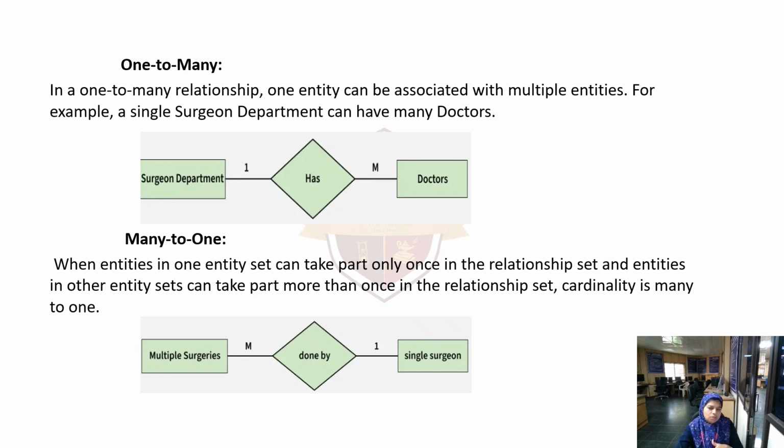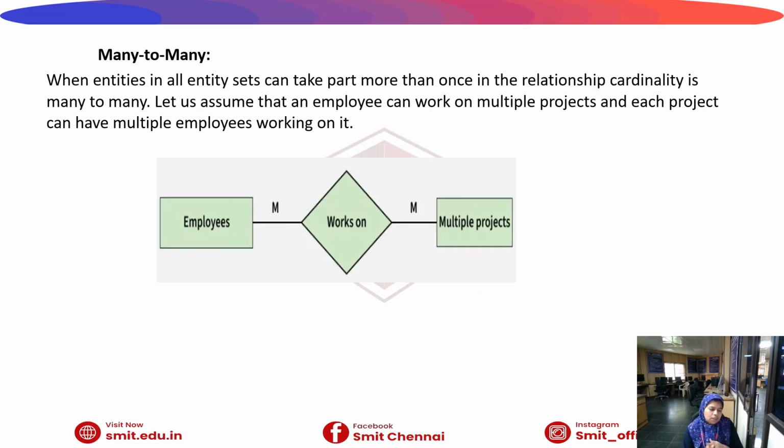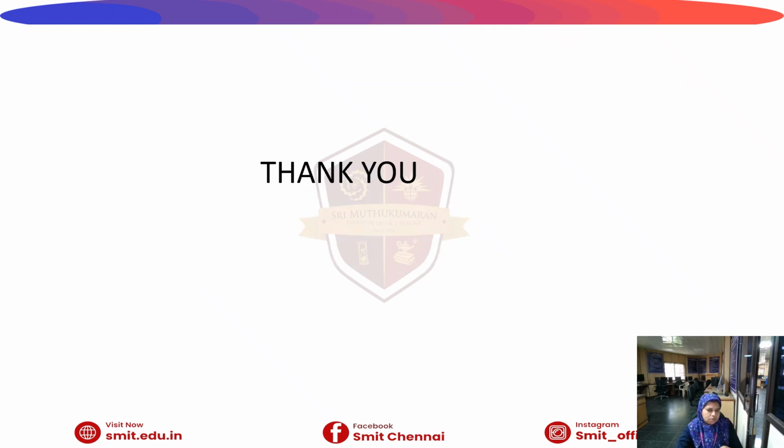Okay, so this is many to many. When entities in all entity sets can take part more than once in a relationship, the cardinality is many to many. Let us assume that an employee can work on multiple projects, and each project can have multiple employees also. So the diagram shows that many employees work on many projects. So it comes under many to many.